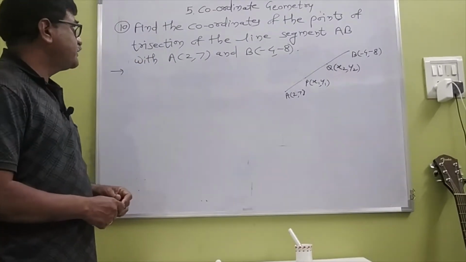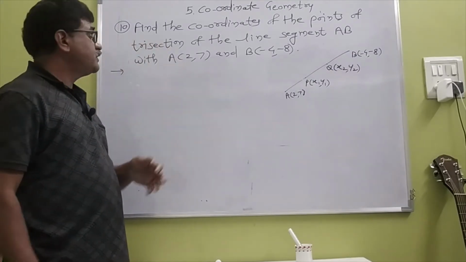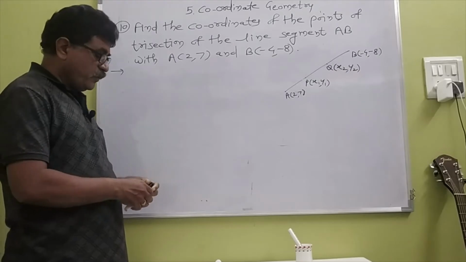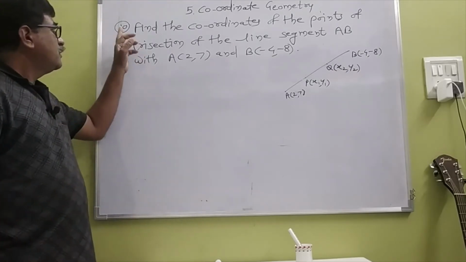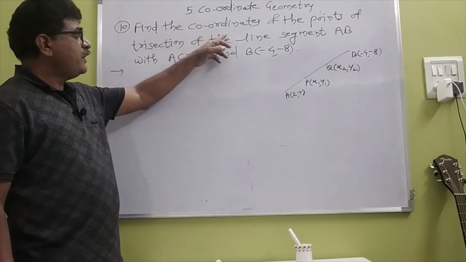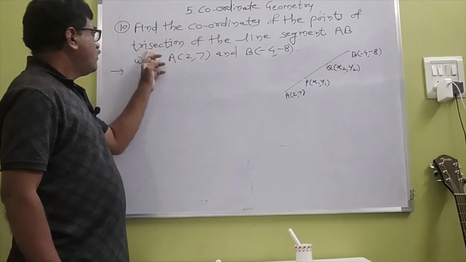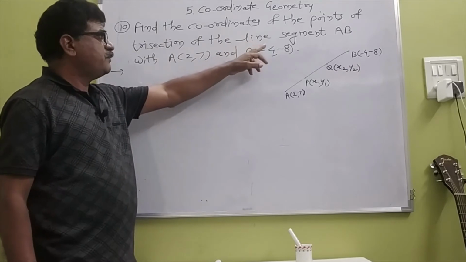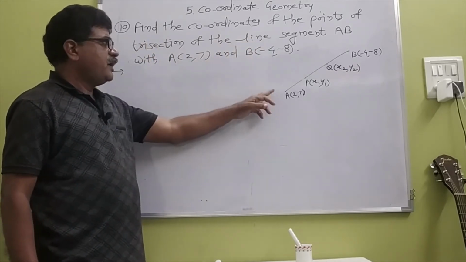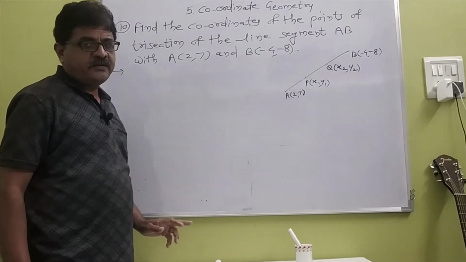Students, we see the next example, that is the 10th example of practice set 5.2. Example number 10: find the coordinates of the points of trisection of line segment AB with A(2, 7) and B(-4, -8).